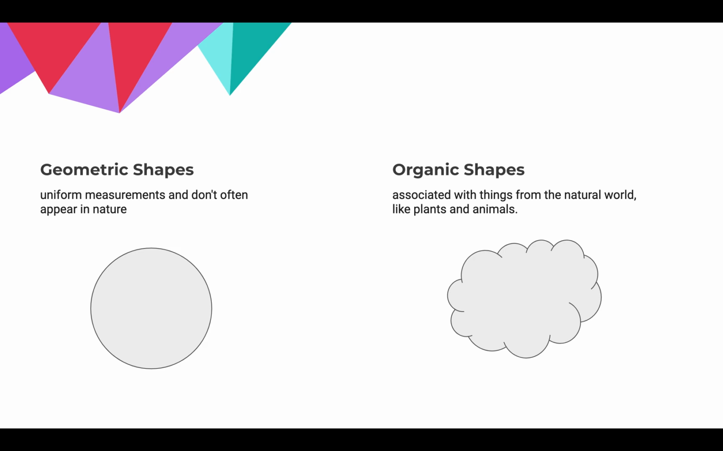On your shape box, you have a T. You will put geometric shapes on one side and organic shapes on the other. You will write the definition and draw one example for each of those shapes.